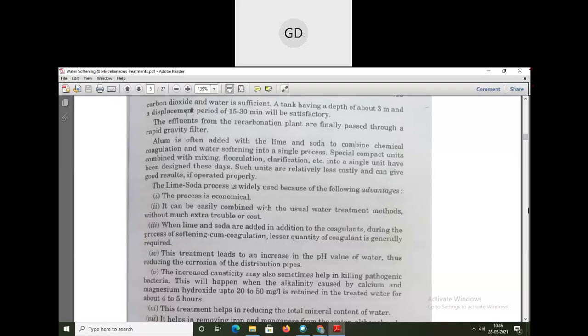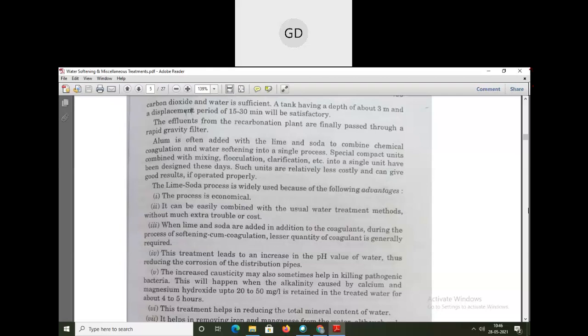When lime and soda are added during the softening and coagulation process, a lesser quantity of coagulant is generally required. So whenever you use the lime and soda process in sedimentation and coagulation, you have to use very little coagulant. This treatment also increases the pH of the water, and if the pH is increased, there is very little chance of corrosion in the distribution pipes. The increased causticity may also sometimes help in killing pathogenic bacteria.